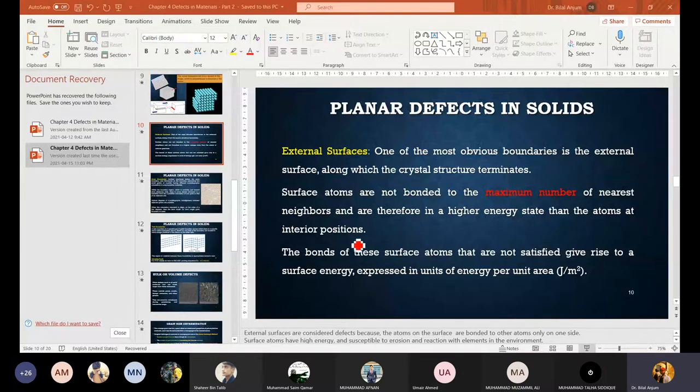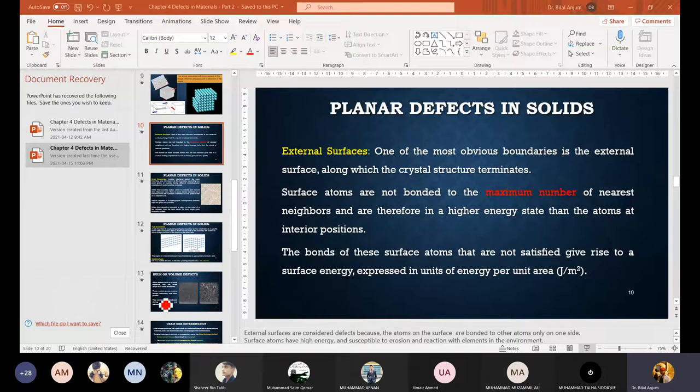But an atom situated over here, just close to the surface, would be pulled by this atom, by this atom, by this atom, but the fourth atom, which is present in the case of the central atom, is missing for the atom near the surface. And that's why this atom would be in a state of higher energy than the atoms in the inner positions. Is this point clear to you? Yes, sir.